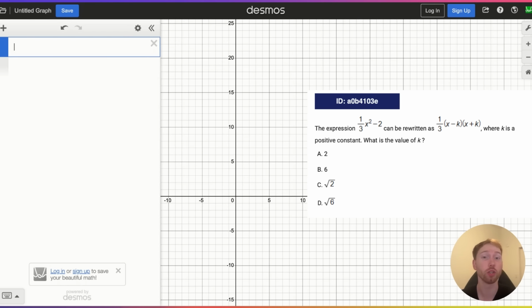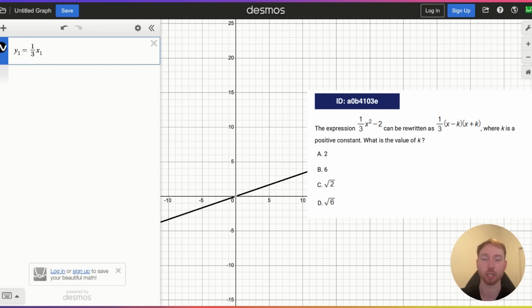But when you're going to do a regression like this, you have to type in y1 equals 1/3 of x1. You're telling Desmos, by putting the 1 next to it, hey, for all values of y, for all values of x, this equation is going to be held true. This will make sense as we keep going on.